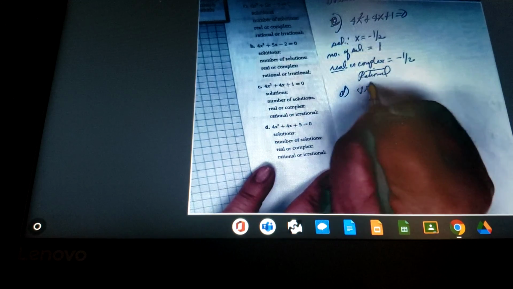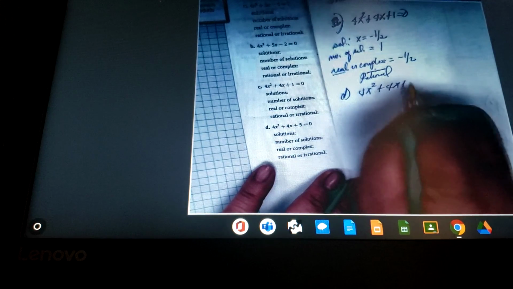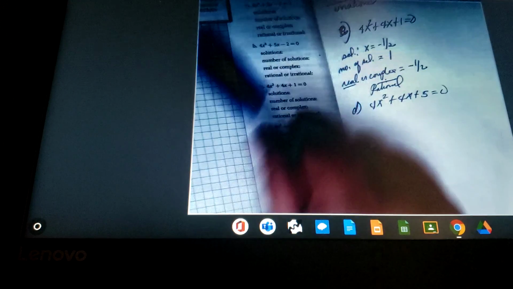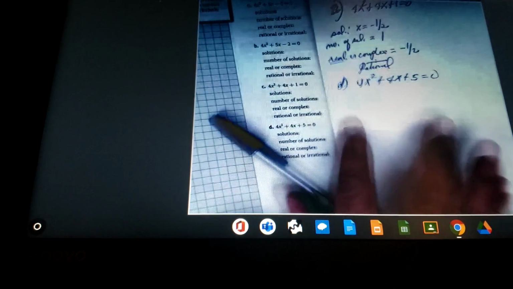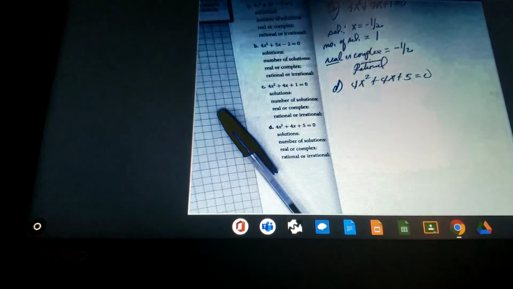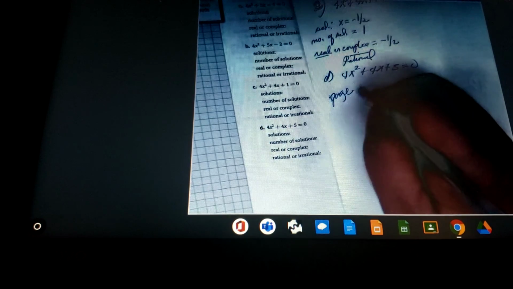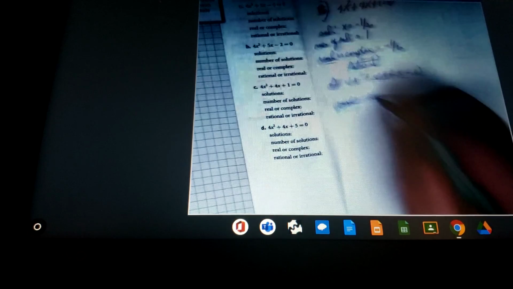Next, 4x squared plus 4x plus 5 is equal to 0. Okay? Next, try to solve for the solution. Maybe you have the book, page 144.